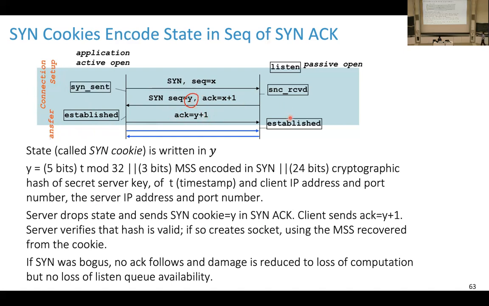When the server receives this value, it takes the acknowledgement and decrements it by 1, and now it has all the information to recompute the hash. It has its own secret key. It has the timestamp, which is inside the cookie. It has also the client IP address and port number by taking a look inside the header of the packet. And so it can recompute the cryptographic hash. And if the cryptographic hash is the same as the one in the ACK, it means that it is a legitimate client.